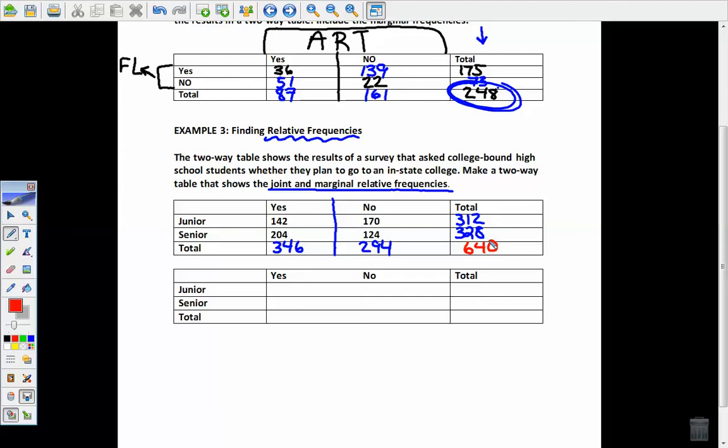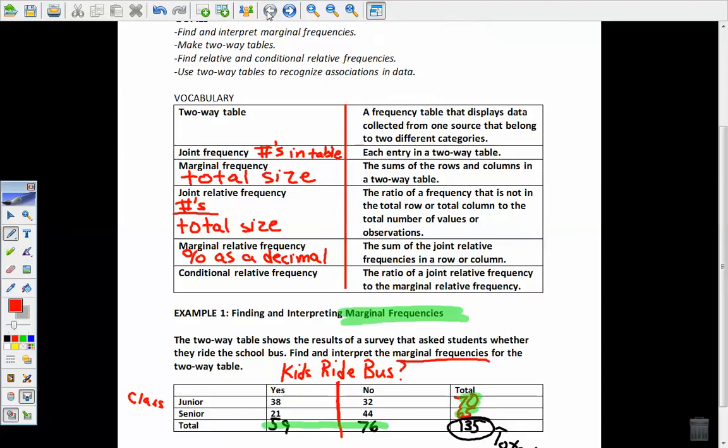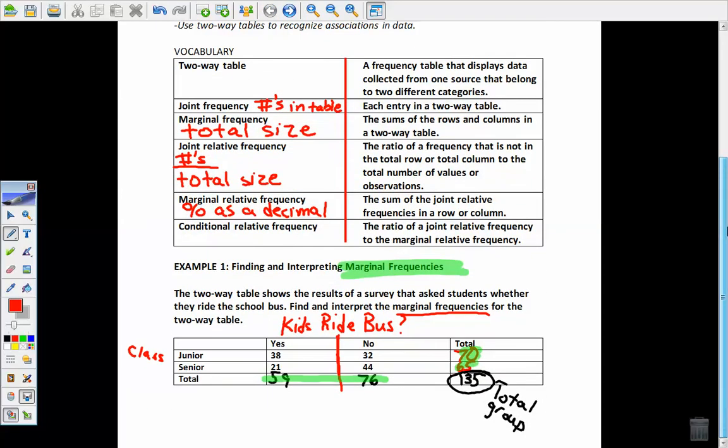So I'm going to go back to the previous page. Do you have those values in there first of all? I'm going to go back to the previous page here real quickly, and that first example said, hey, find the marginal frequencies. Find the totals right here from the joint frequencies that were already in here. The information that was either junior, senior, or yes or no about riding a bus. Take these joint frequencies to total up to a marginal frequency.